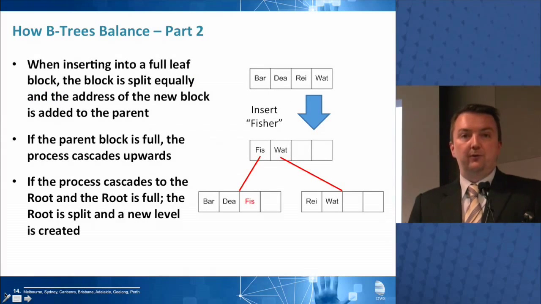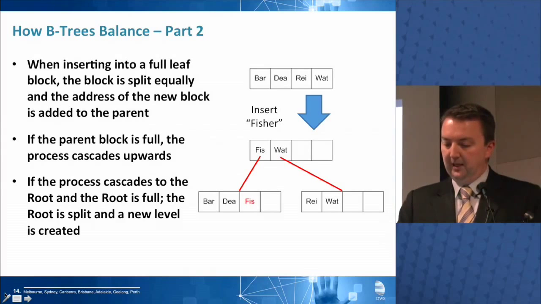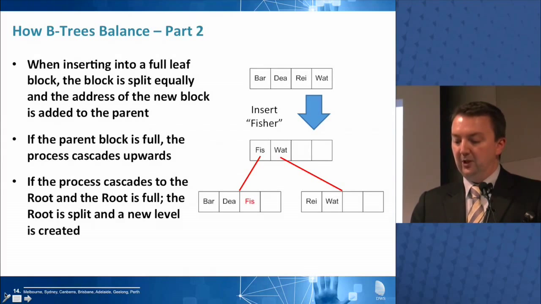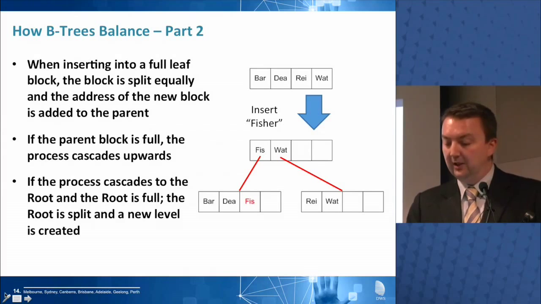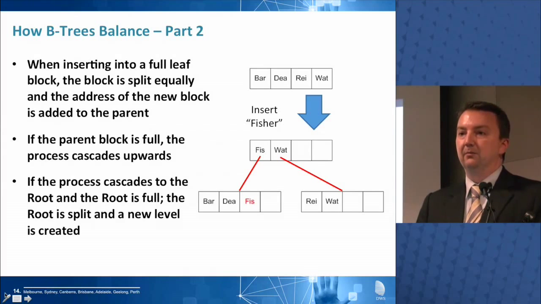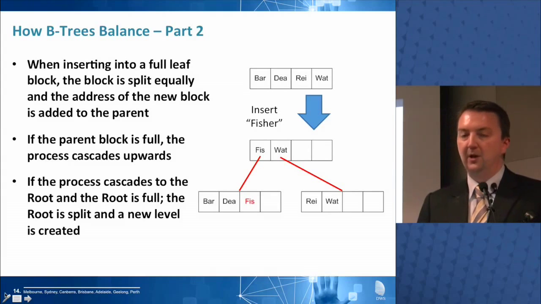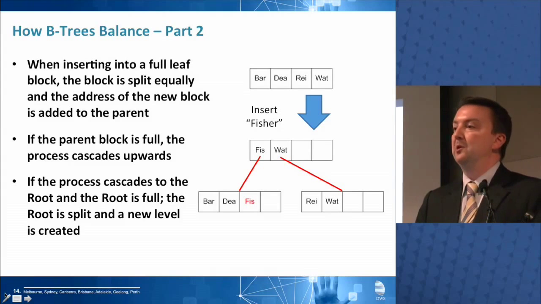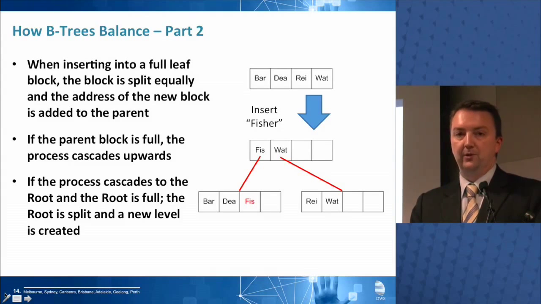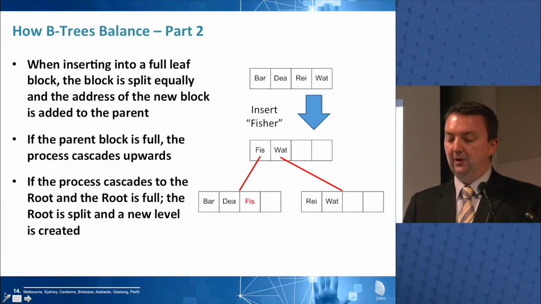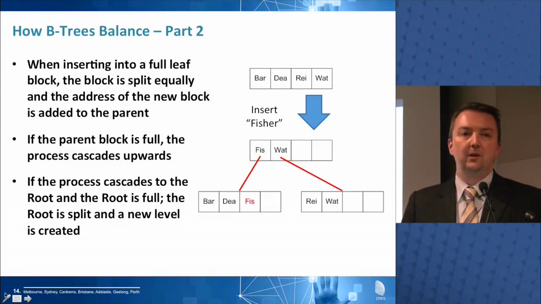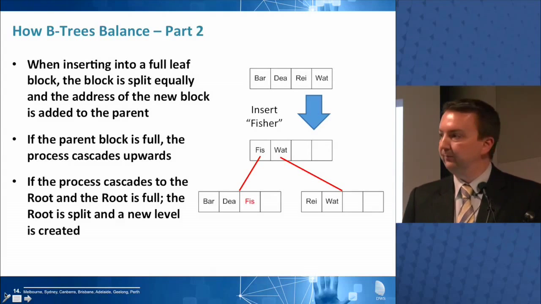Part 2, our block is full, and we've got Barton, Deacon, Reed, Watson, and we want to insert Fisher. Fisher goes between Deacon and Reed, but there's no free space. It's not going to fit in this block. So at this point, what we do is we split the block. This block has 4 entries in it, so we're going to take the first 2, Barton and Deacon, and the second 2, Reed and Watson. We're going to write them to separate blocks.